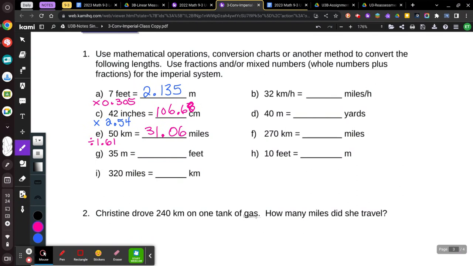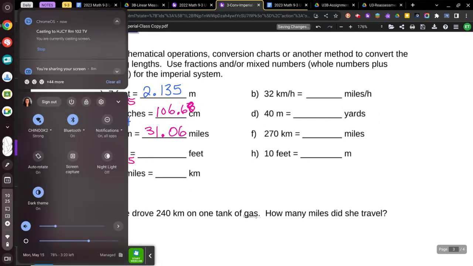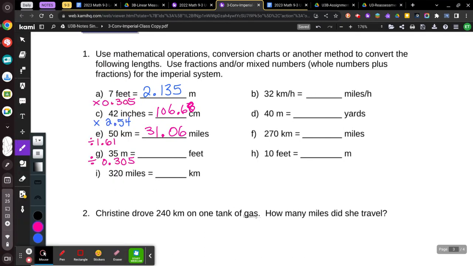Okay, meters to feet. So I look on my chart, I see meters to feet. Does anybody see meters to feet? Well, it's that 0.305. It's the one I asked you to add. We are dividing because we're going from the right to left. So 35 divided by 0.305. And that's going to give us 114.75 feet. So meters to feet.